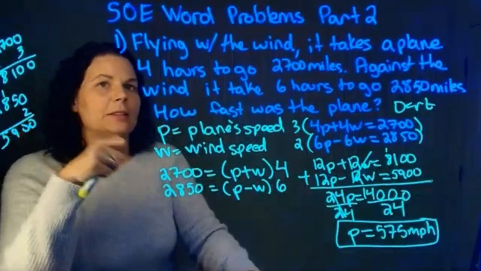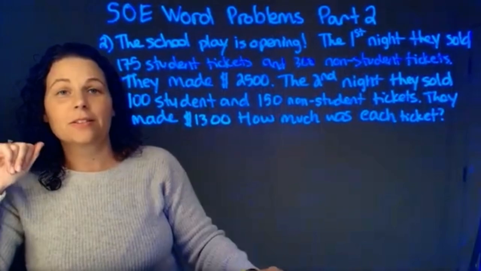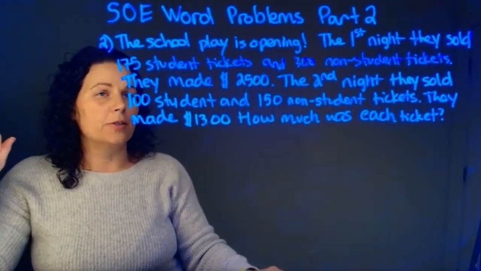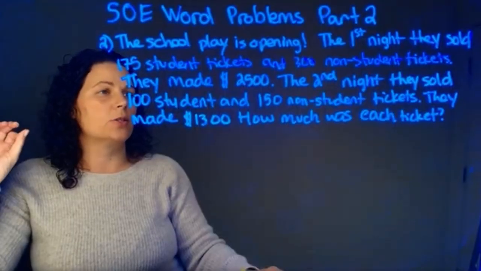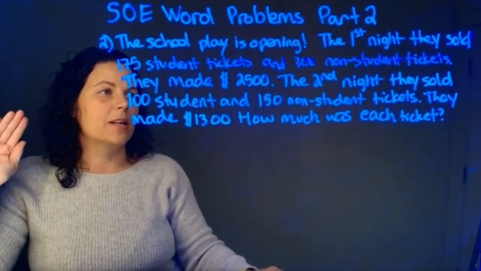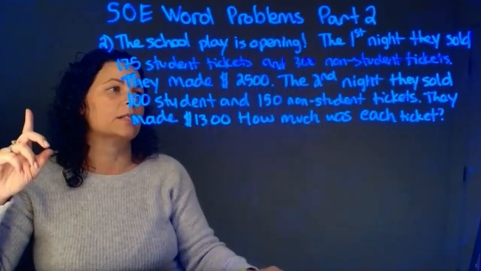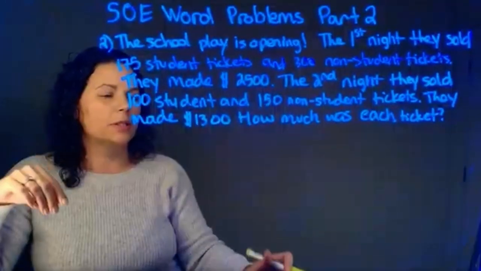All right, you ready for another one? Alrighty, now let's look at problem number 2. The school play is opening. The first night they sold 175 student tickets and 300 non-student tickets. They made $2,500. The second night they sold 100 student tickets and 150 non-student tickets, and they made $1,300. How much was each ticket?